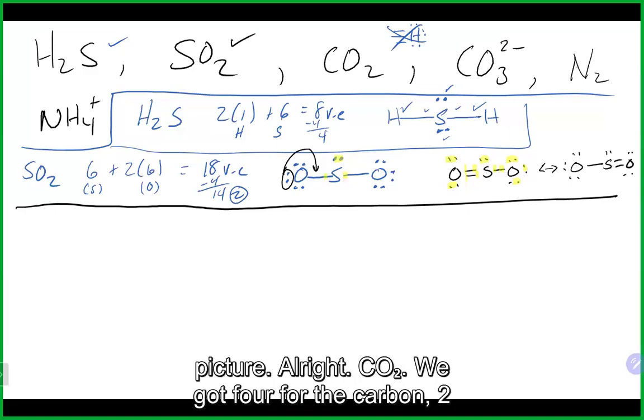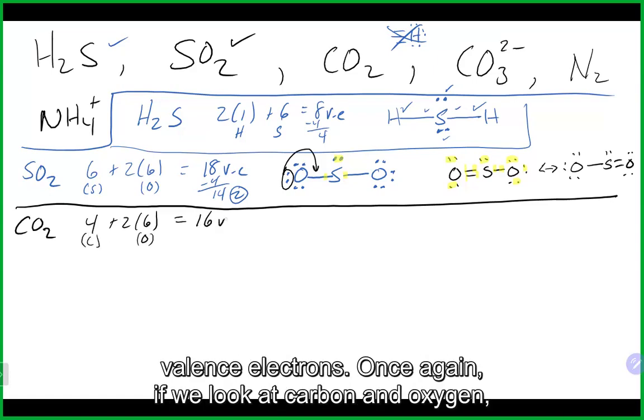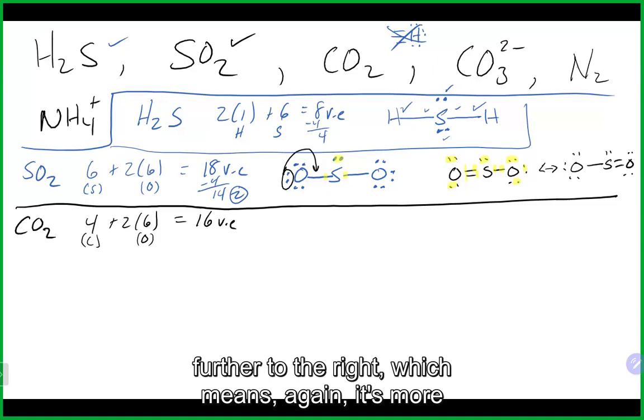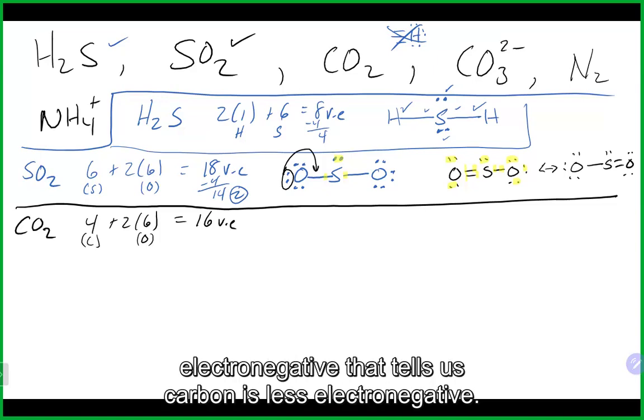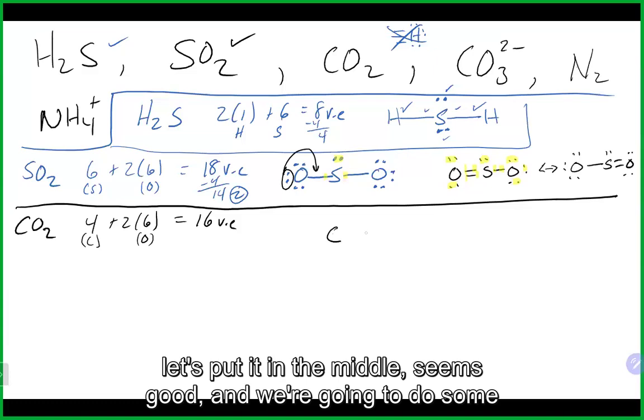All right, CO2. We got 4 for the carbon, 2 times 6 for the oxygen, right? That's going to give us 16 valence electrons. Once again, if we look at carbon and oxygen, they're in the same period on the periodic table. Oxygen is further to the right, which means, again, it's more electronegative. That tells us carbon is less electronegative. And again, there's just one carbon, so let's put it in the middle, seems good.